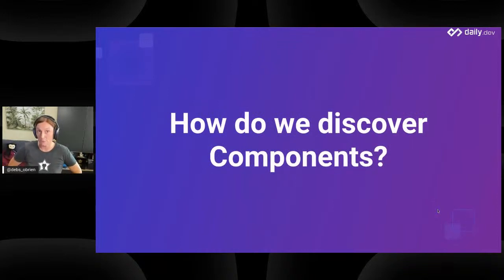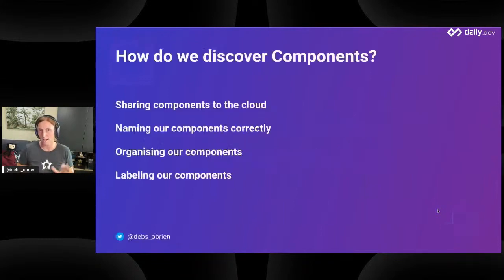This is really, really important, right? You have all these components. Imagine you had like 200 components, 1,000 components, 500 components. I don't know how many components, but you have a lot of components. How do you discover them? This is always the hardest thing.